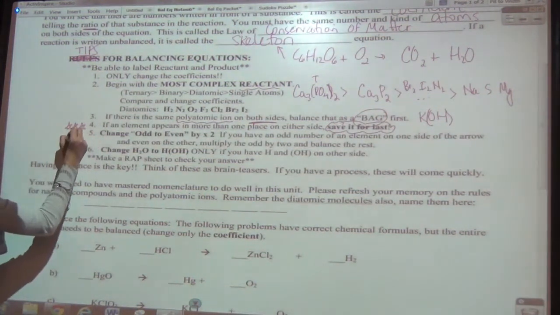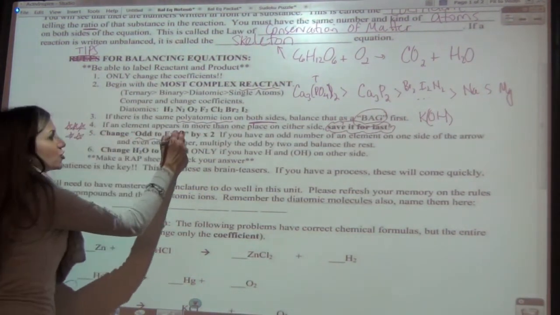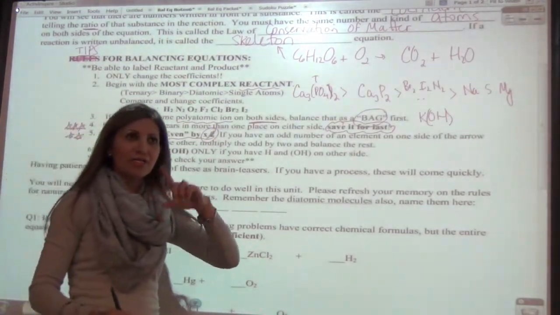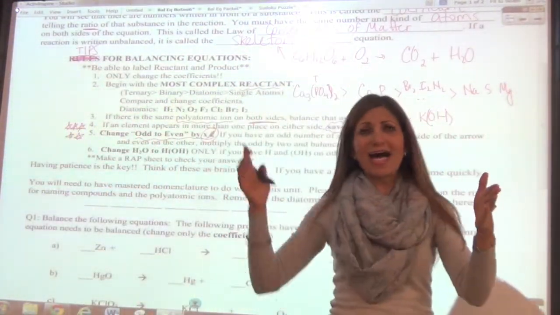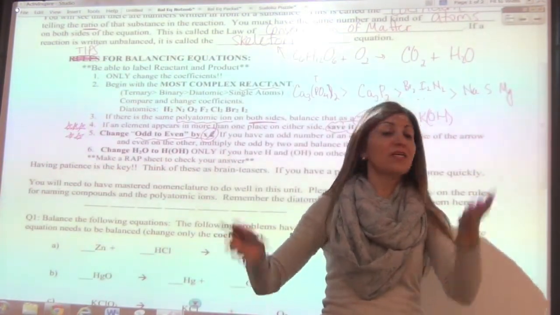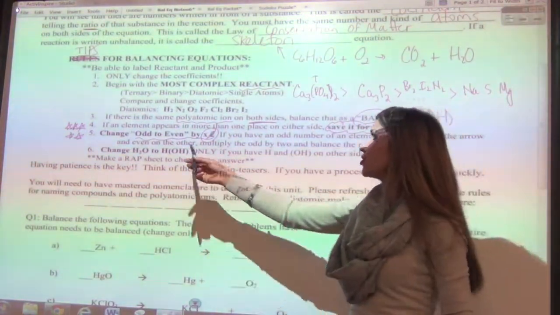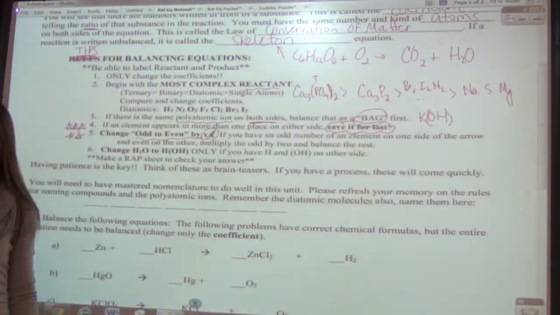The odd to even rule gets 2 stars. This is huge. By multiplying by 2. If you get an odd, change it to an even. So if one side's odd, one side's even. If they're both odd, fine. If they're both even, fine. But if one's odd and one's even, change your odd to even. And this is going to help tremendously also.